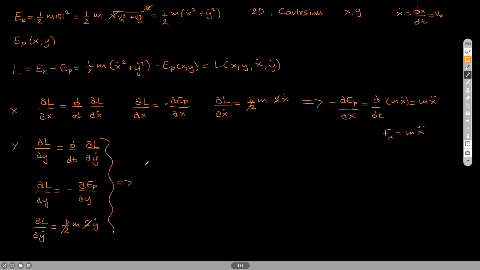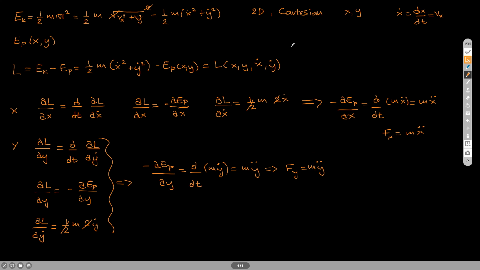I'm gonna use all of these three. This is the left side, minus the partial of the potential energy with respect to y. And then I have d over dt, and the partial of L with respect to y dot is simply m times y dot. But because the mass is a constant, this becomes m y double dot, and the left side, as before, is simply the force in the y direction. And again, this is our familiar Newton's second law in the y direction.